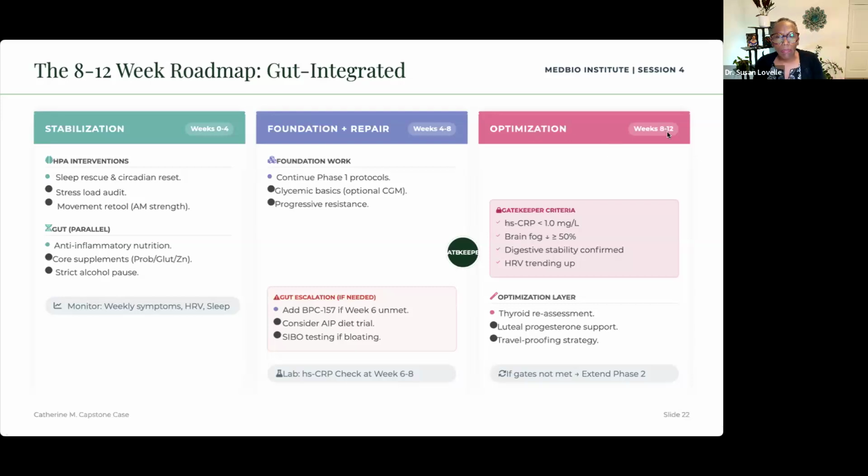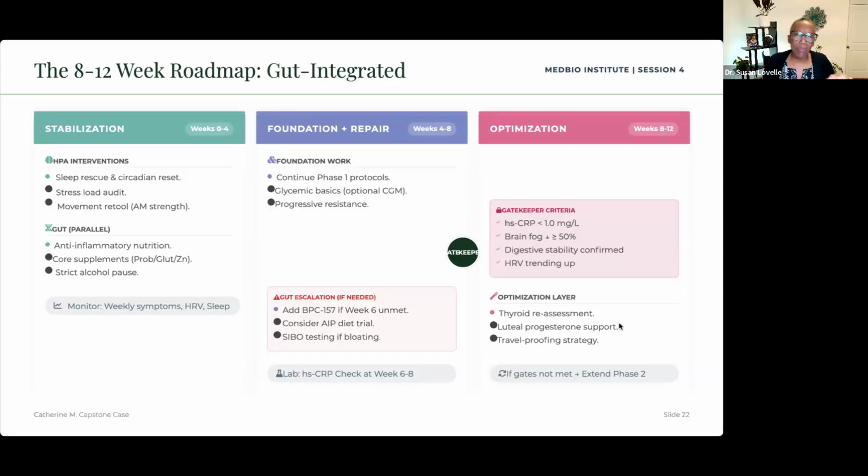And then if we want to optimize, you want to make sure that we've met all of our gatekeeping criteria. The CRP is low, the brain fog is low, she's digesting well, everything's trending up. So what do we look at now? Maybe now we start tweaking if she needs it. She may not even need it anymore. We may start tweaking her thyroid. We may start looking at progesterone support.